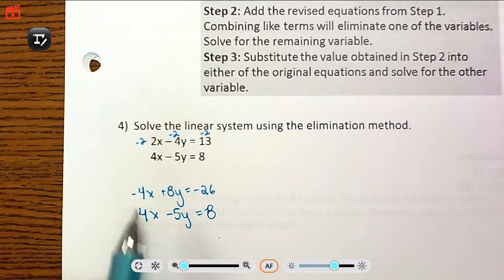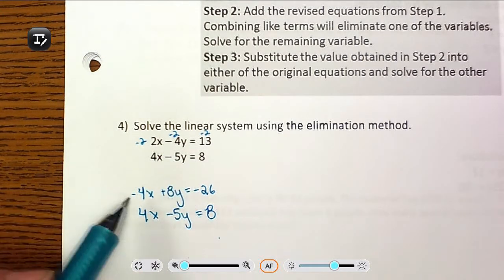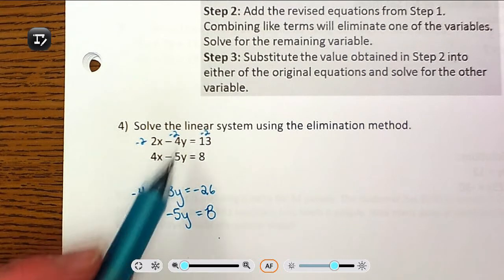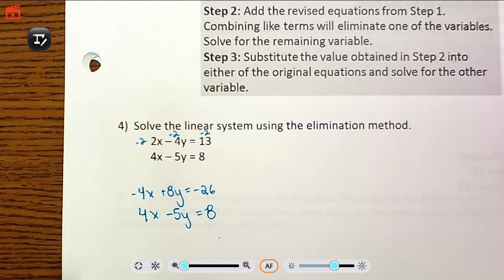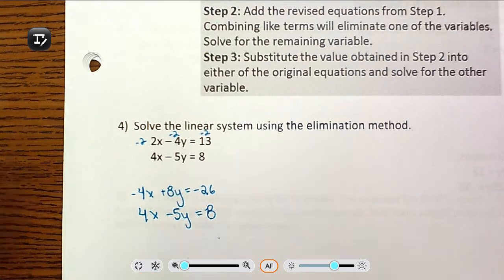Okay, double check your work. This became a negative, this became a positive, that became a negative. Everything looks good to me. 2 became a 4, 4 became an 8, 13 became a 26. Okay, and then these copied down perfect without any sign errors. I think we look good.